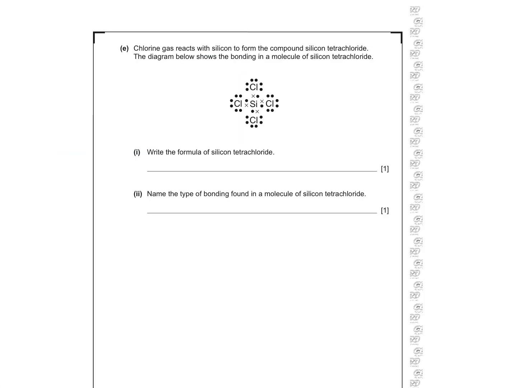Part E, formula for silicon tetrachloride. Well, there's 1 silicon and there are 4 chlorines. The type of bonding, well, you can see here, for example, that's a shared pair of electrons. So the bonding is going to be covalent.